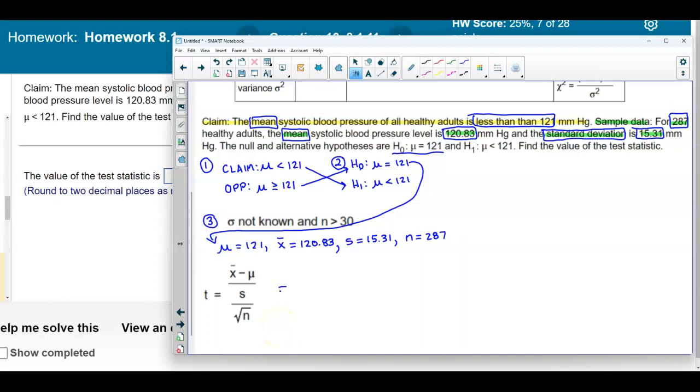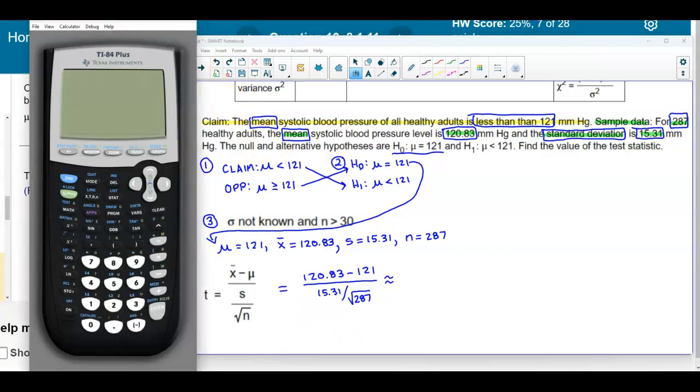So let's go ahead and do that. So we have the sample mean, which is 120.83. We're going to subtract the population mean from the null hypothesis, which is 121. And then we're going to divide that by the sample standard deviation, which is 15.31, divided by the square root of the sample size, which is 287. Okay, so let's go ahead and put that in our calculator to determine that test statistic. So in the top, we're going to take 120.83 and then subtract 121. That's in the numerator. Press enter, and there's the value of the numerator.